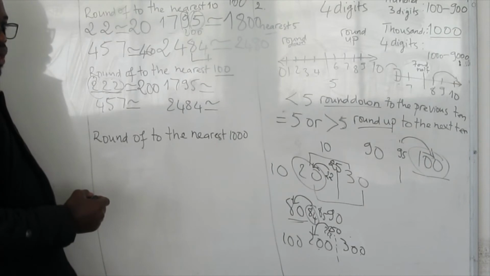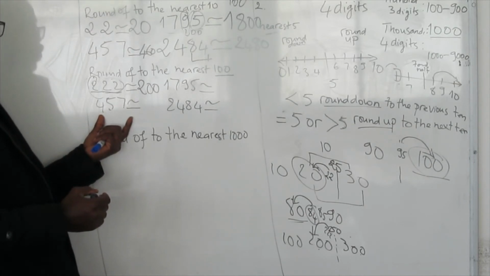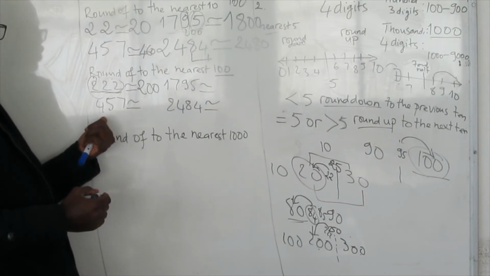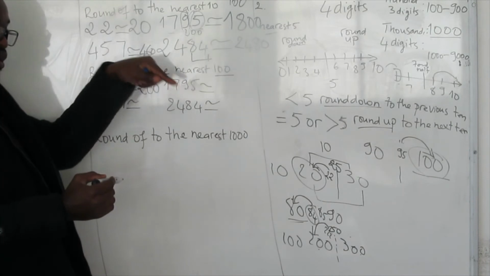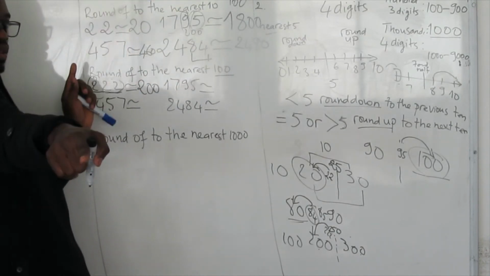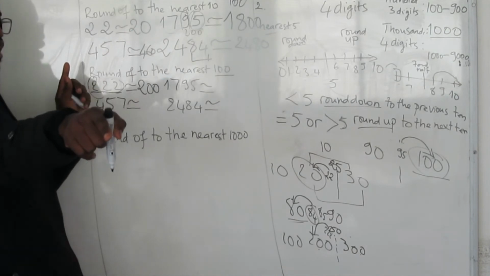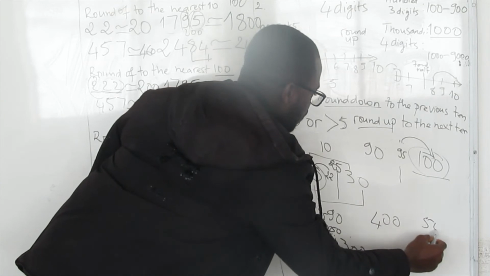Now let's look at this one. 457. We do what? First, we must find what? The interval. We are between where? Between 400 and what? 500. You understand? It's the first thing to do. We are between 400 and 500.